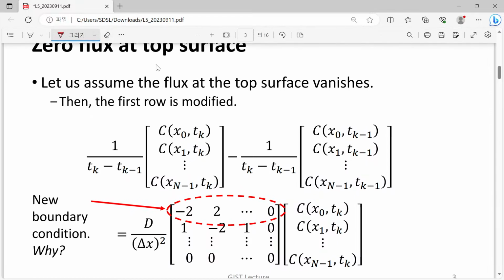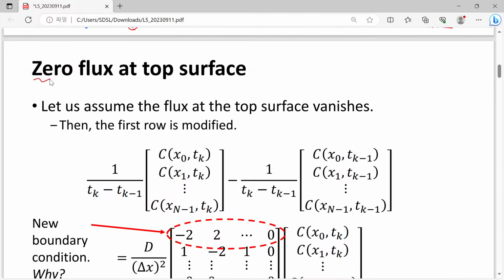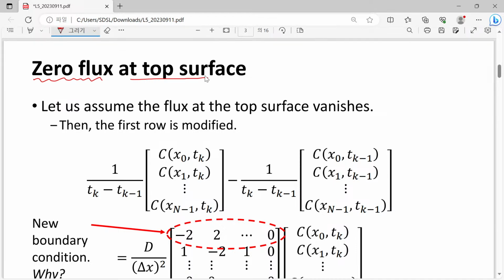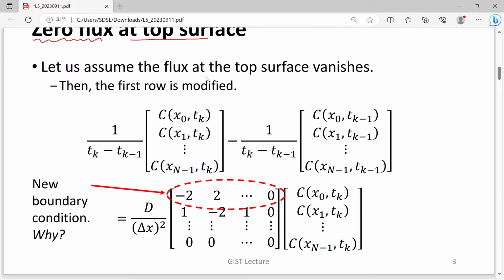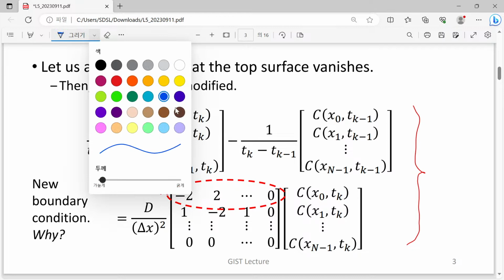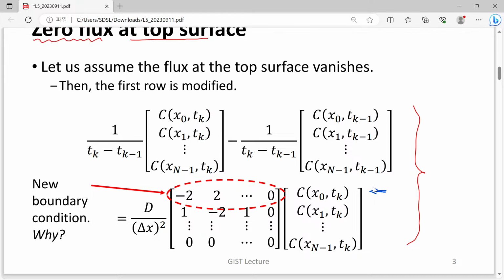So if we have the boundary condition of zero flux, vanishing flux at the top surface, then our discretized diffusion equation is written in this form. Of course, everything is exactly the same as before, except for the very first row corresponding to the boundary node. Of course, here we have another boundary node. However, it is not modified at all.